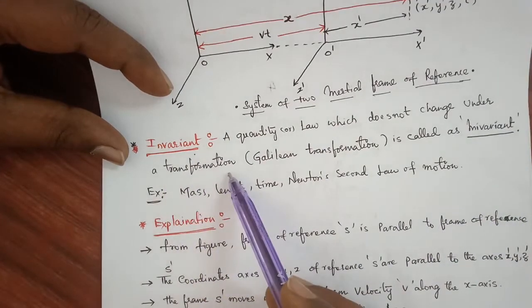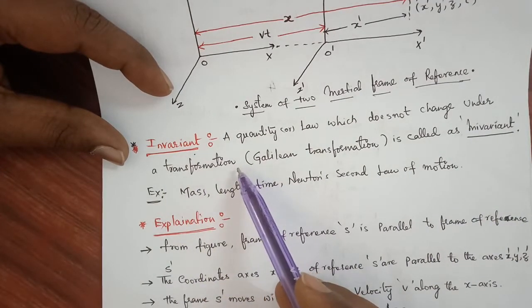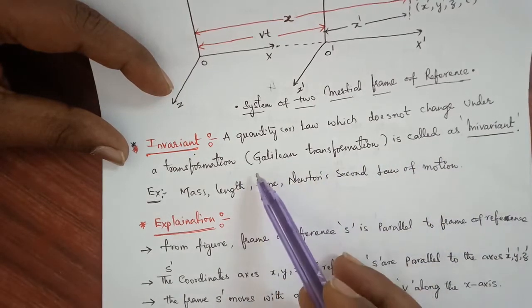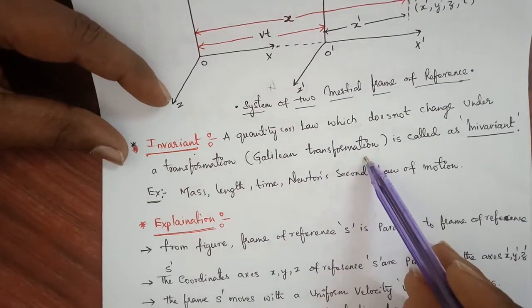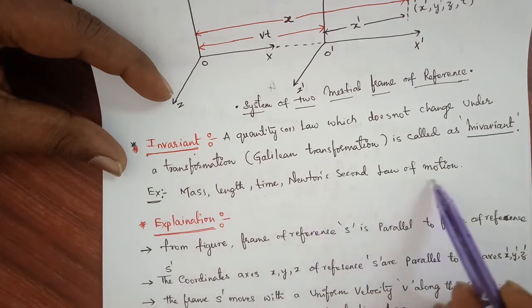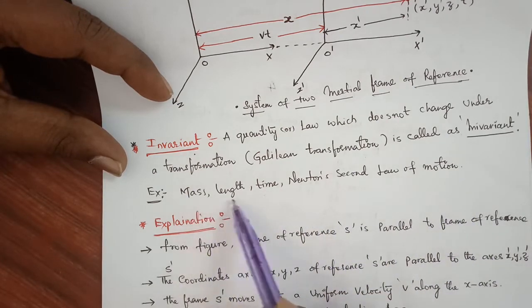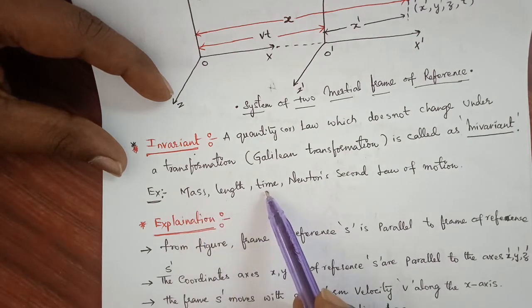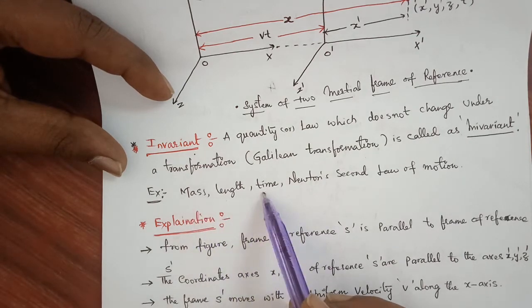So invariant is nothing but a quantity or a law which does not change under a transformation, here the Galilean transformation. Let us see examples: mass, length, time, Newton's second law of motion. Mass, length and time are examples of scalar quantities.